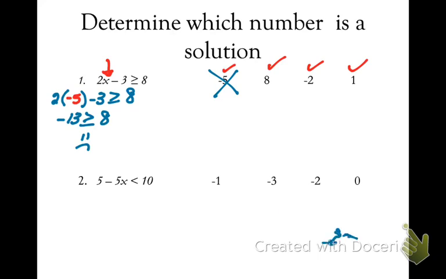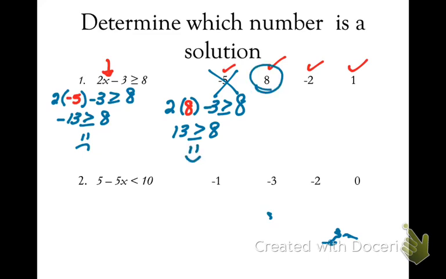Let's do the exact same thing with 8. Let's put 8 in for x and solve that. And we get 13 is greater than or equal to 8. Again, that is not a true statement. Oh, silly me. That is a true statement. 13 is greater than 8. I was thinking -13, sorry. So since that's a true statement, 8 is a solution to that inequality.